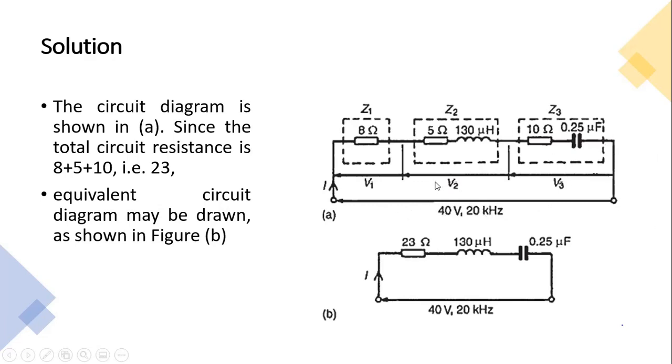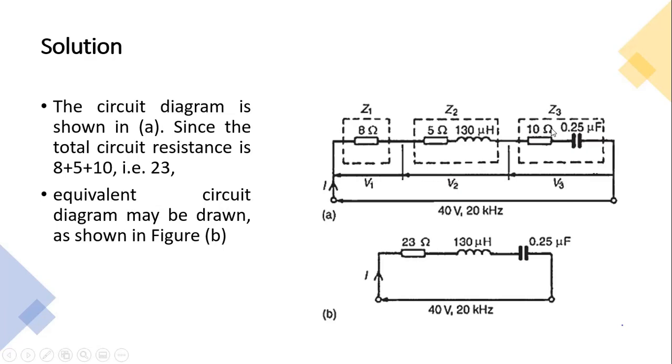So the first element is a resistance of 8 ohms. So the Z1 is what? 8 ohms. Then they said a coil of inductance 130 microhenry and 5 ohm resistance. This 5 ohm resistance and 130 microhenry, the combination of these two forms our Z2. And the last one says a 10 ohm resistor in series with a 0.25 microfarad capacitor. This is the 0.25 microfarad capacitor, and this is the 10 ohm resistor.